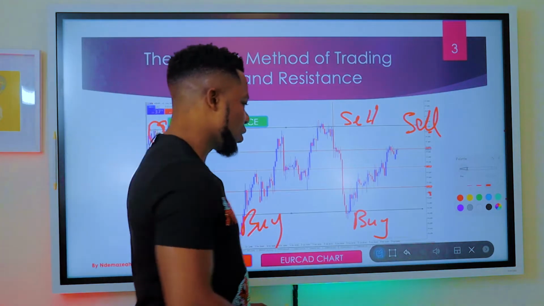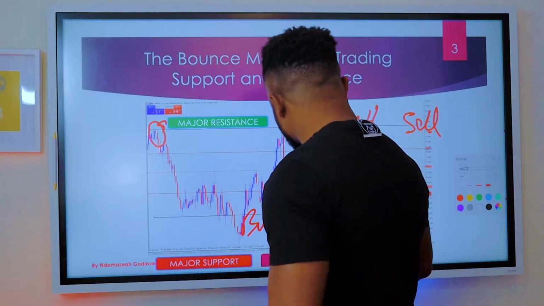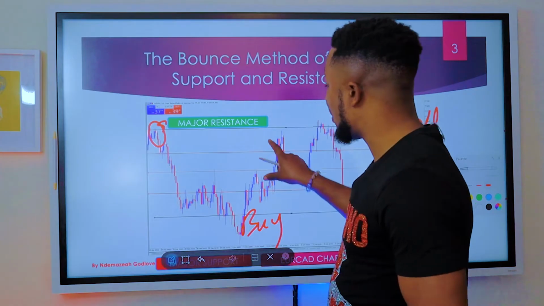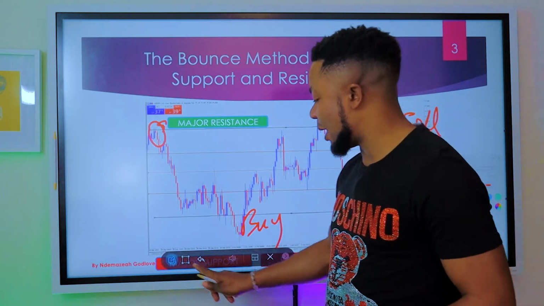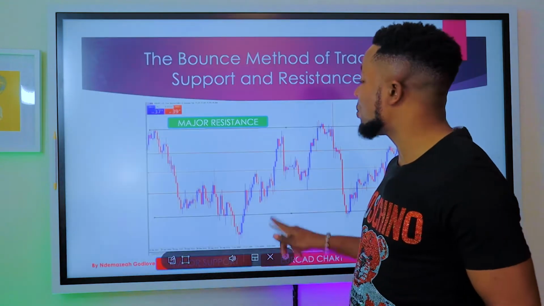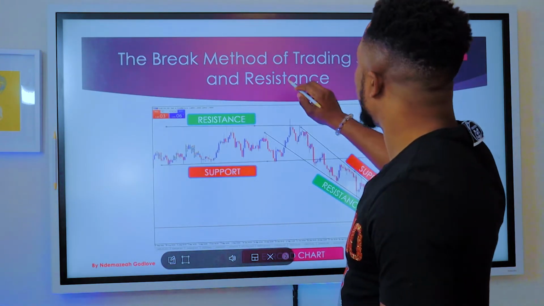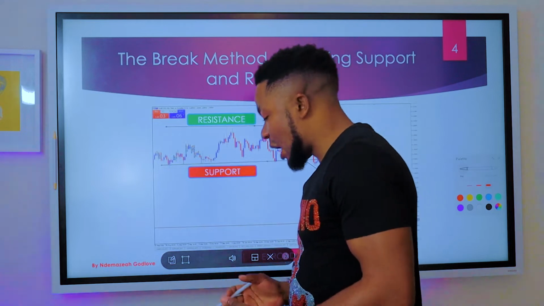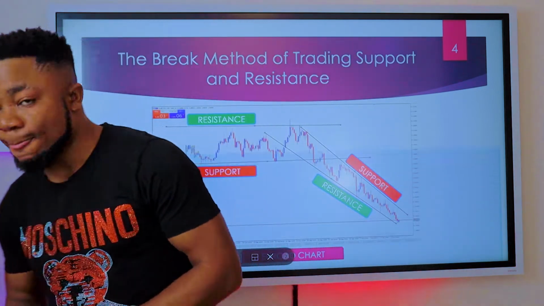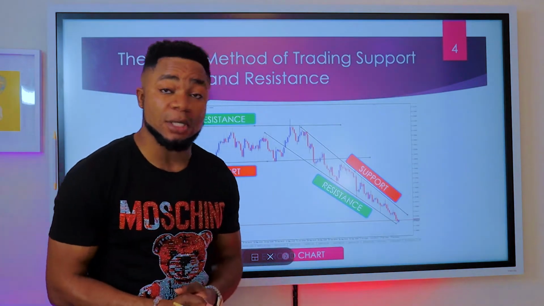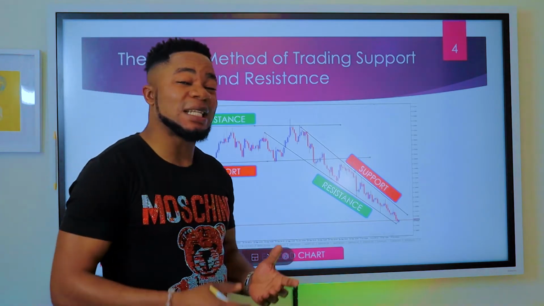All right, there is nothing more. So you just have to understand and know when to use the bounce method to trade support and resistance. And how do you use the bounce method to trade support and resistance in a trending market, or the break method of trading support and resistance? Now, we've already spoken about the bounce method. Now let's talk about the break method.